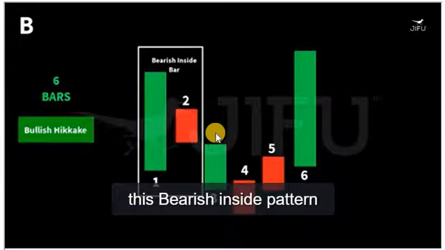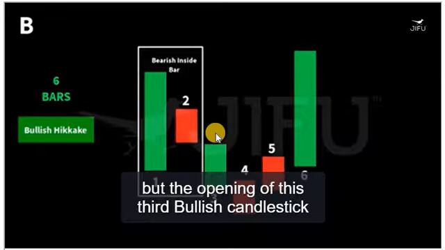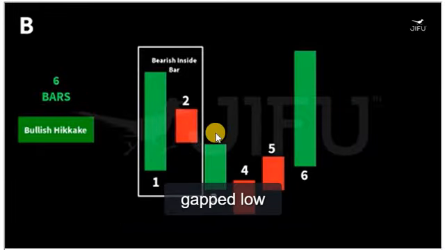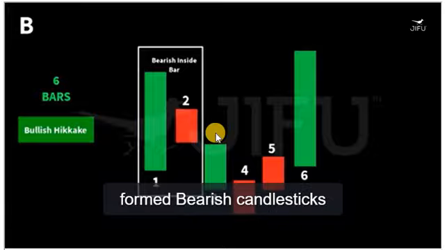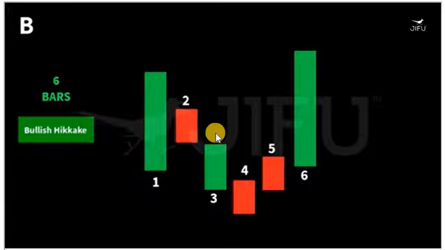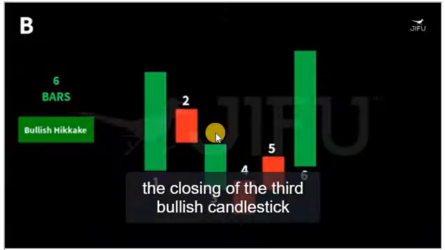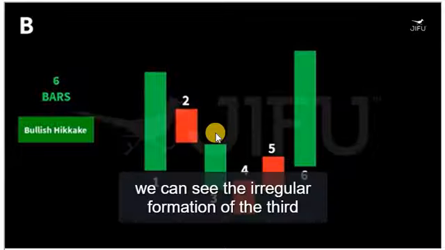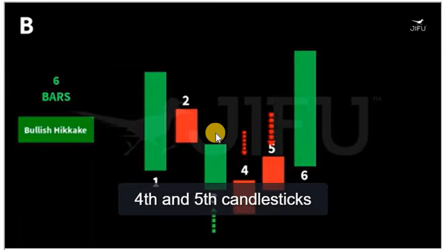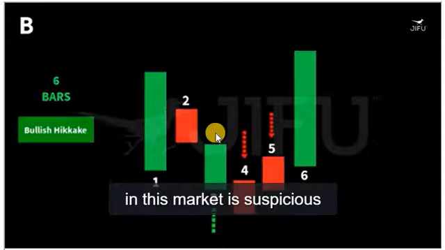This bearish inside pattern was followed by a third bullish candlestick, but the opening of this third bullish candlestick gapped low. The next 4th and 5th candlesticks formed bearish candlesticks. The 4th and 5th candlesticks opened below the closing of the third bullish candlestick. We can see the irregular formation of the 3rd, 4th, and 5th candlesticks. This was the early signal that the price flow in this market is suspicious.